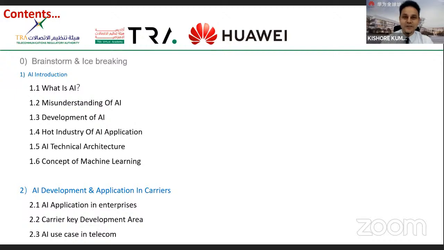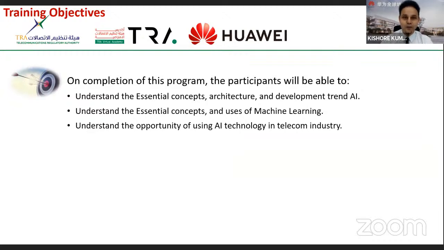It's a pity that I cannot see you, but I hope someday we'll be able to deliver such training face to face. Our goal is to understand essential concepts about AI, architecture, and development trend of artificial intelligence. That's a big topic these days. We'll talk about essential concepts of machine learning, the core of artificial intelligence. And we'll talk about the uses and use cases of AI in telecom industries. That's our goal, and we hope that somehow we can accomplish that in 45 minutes.